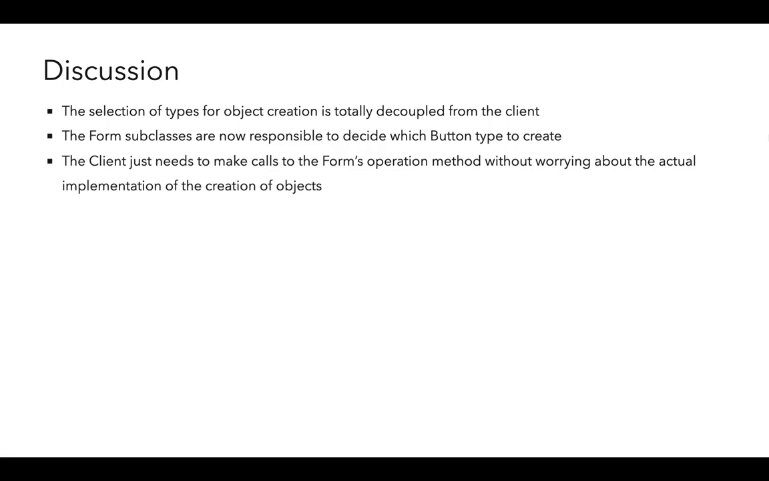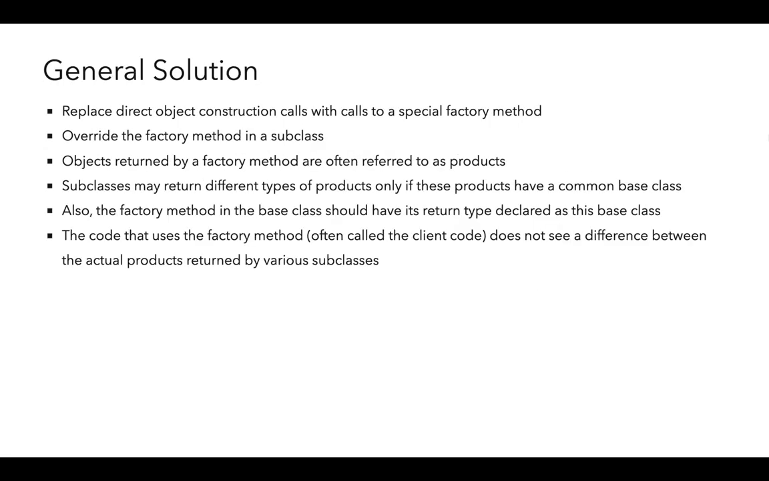So here we see that the selection of types for object creation is totally decoupled from the client. The form subclasses are now responsible to decide which button type to create. The client just needs to make calls to the form operation method without worrying about the actual implementation of the creation of the objects. So the general solution is replacing direct object construction calls with calls to a special factory method. Override the factory method in a subclass.